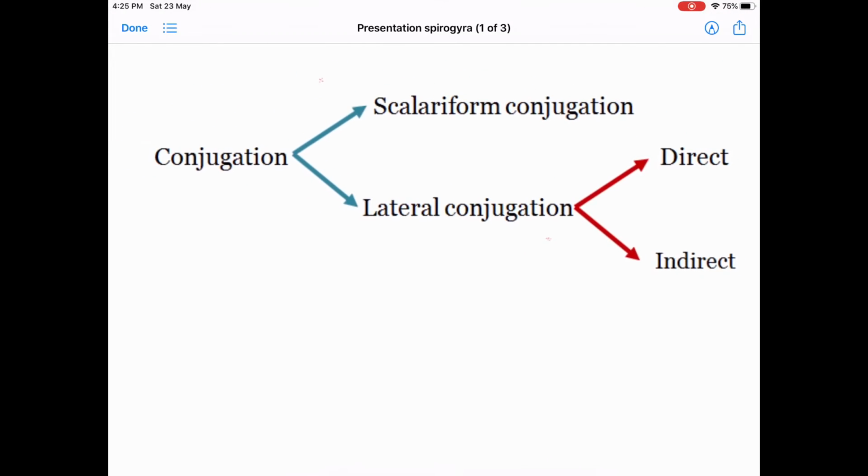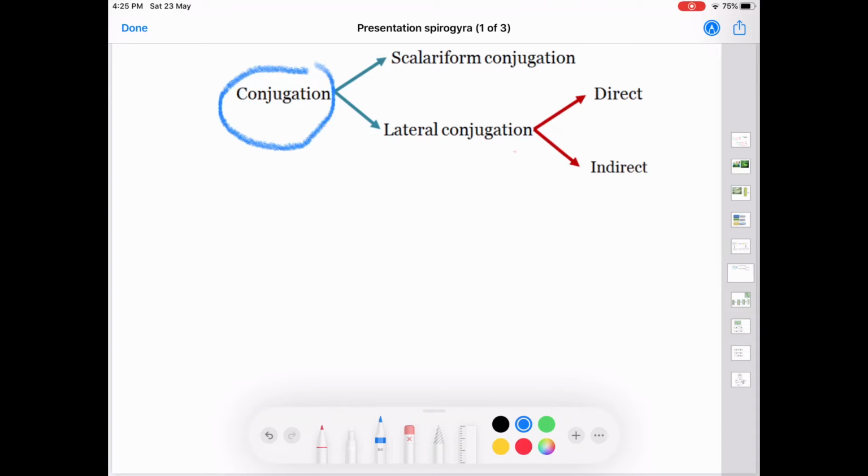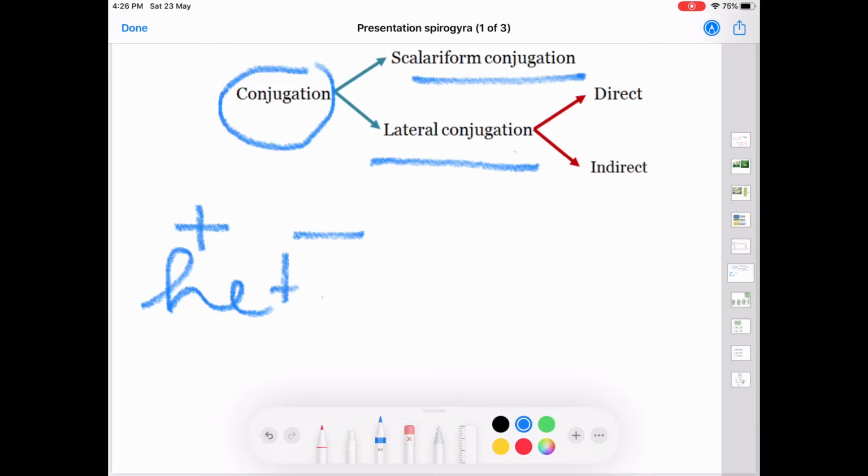Now, coming on to the method of sexual reproduction, it is taking place through the conjugation. There are two types of conjugation, scalariform conjugation and lateral conjugation. In scalariform conjugation, there will be plus strain and minus strain. That is, when a male filament approaches the female filament, there happens a scalariform conjugation. So, it is known as heterothallic type.